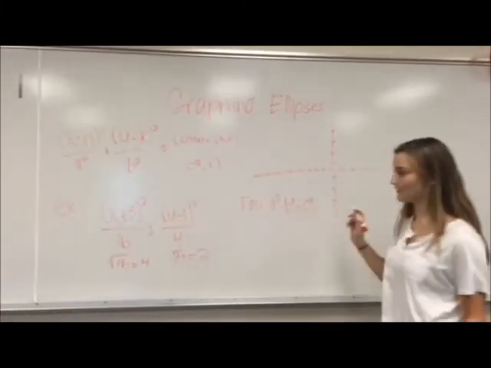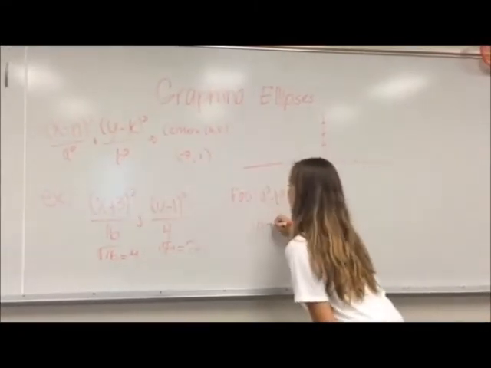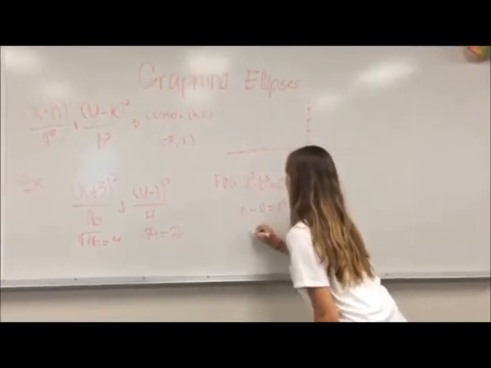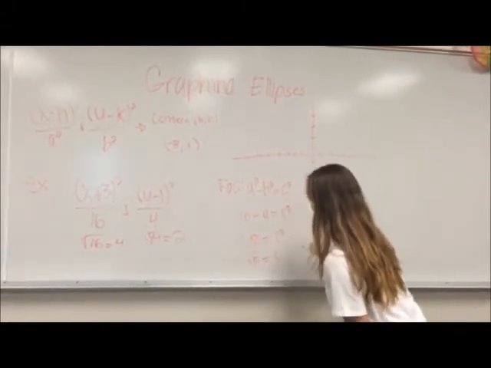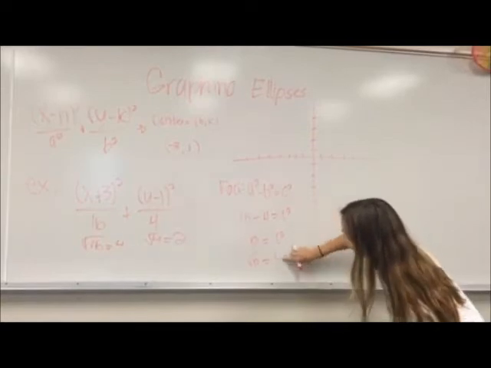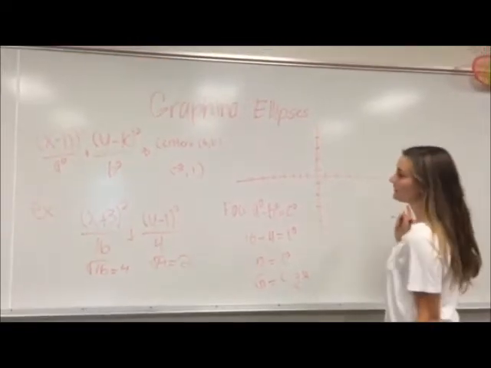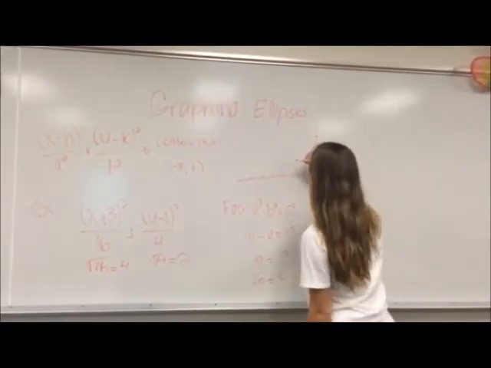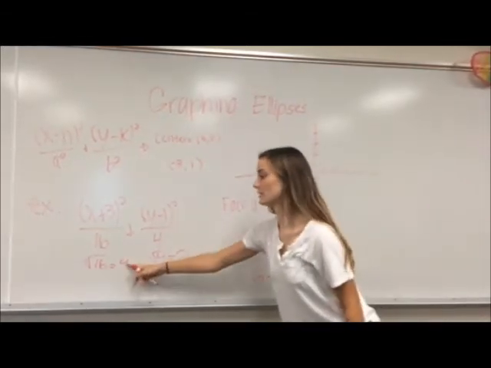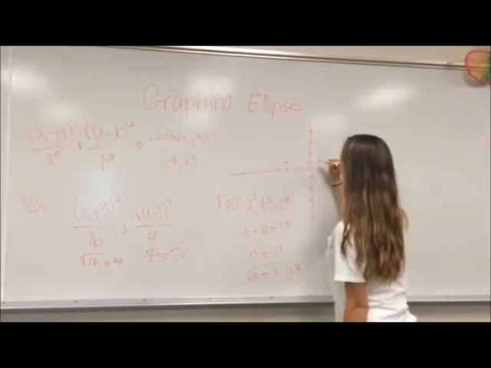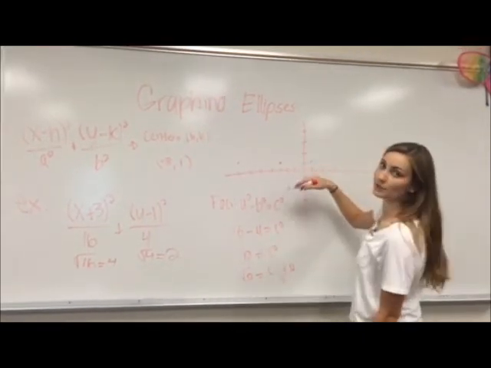And then to find the foci, you take 16, because that's a squared, minus 4 equals c squared, so 12 equals c squared. The square root of 12 equals c, and that's roughly 3.4. Okay. So then for the graph, since the center is at -3, 1, you want right here. And then you go 4 to the right and left, because that's on the major axis: 1, 2, 3, 4. And then up 2 and down 2.